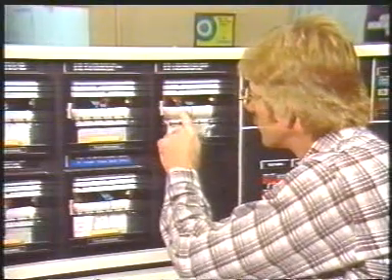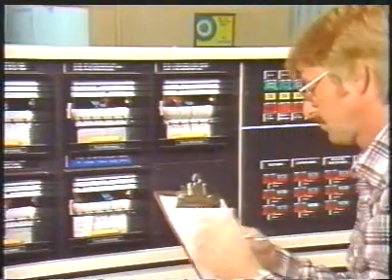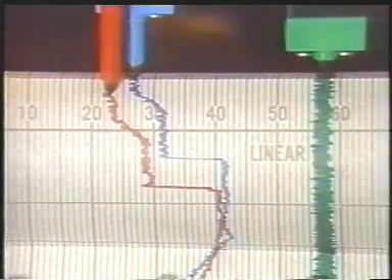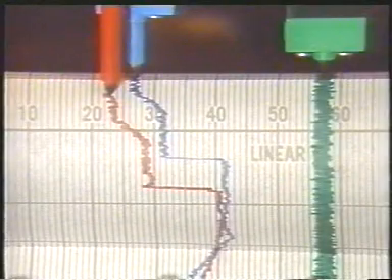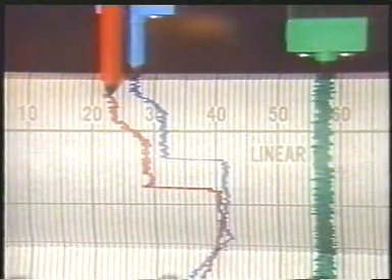The amount of oxygen in the furnace is monitored by an oxygen analyzer. Most furnaces operate between 1 and 5% excess oxygen, depending on the design of the furnace.